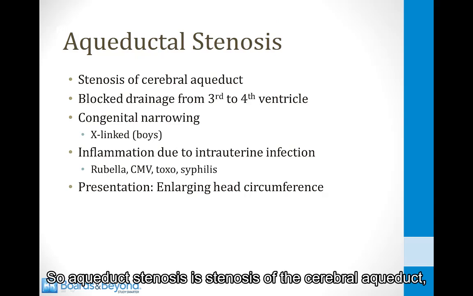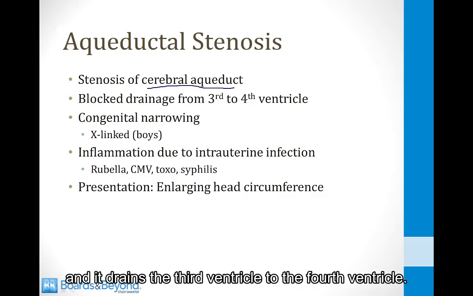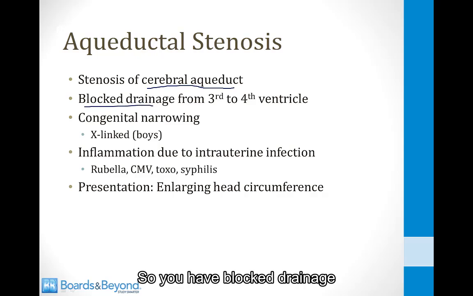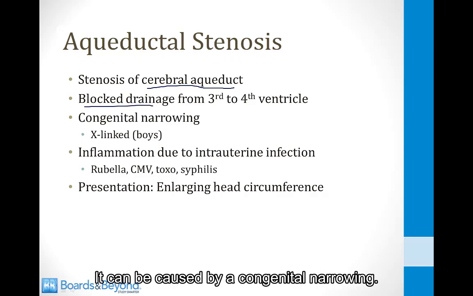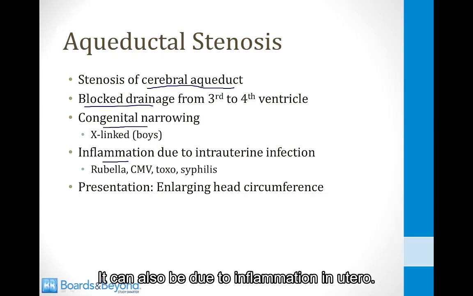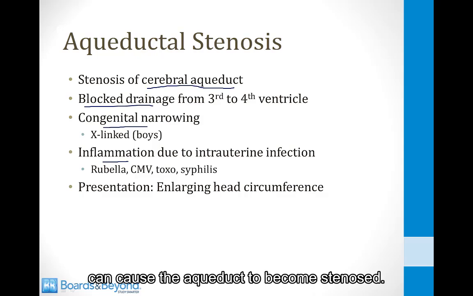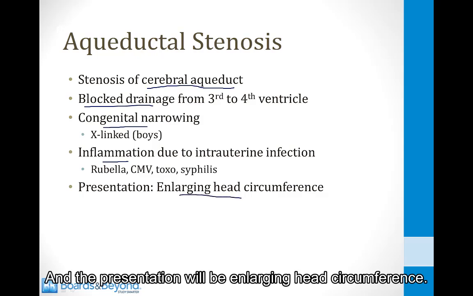So aqueductal stenosis is stenosis of the cerebral aqueduct, which you remember is in the midbrain, and it drains the third ventricle to the fourth ventricle. So you have blocked drainage from the third to fourth ventricle. It can be caused by a congenital narrowing. This is an X-linked condition, so you'll see it in boys. It can also be due to inflammation in utero, so certain viruses that cause intrauterine infections can cause the aqueduct to become stenosed. And the presentation will be enlarging head circumference.